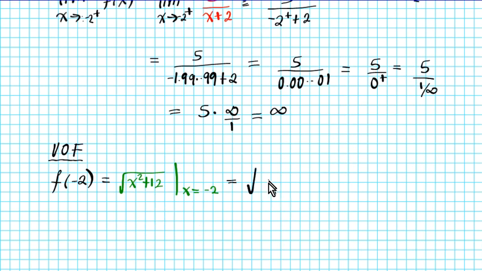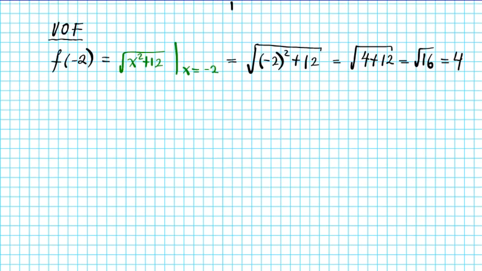If we do that, we have the square root of negative 2 squared plus 12. And then you can simplify that. This becomes the square root of 4 plus 12. And this becomes the square root of 16, which is just 4. Okay? Now let's write our conclusions down based on what we have. So our conclusions are as follows.